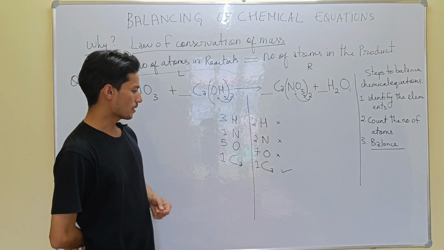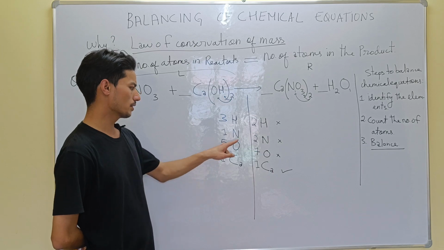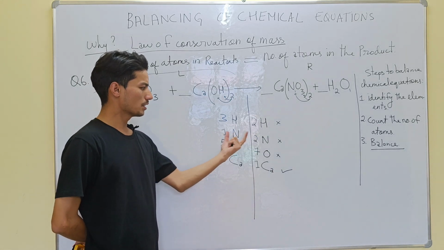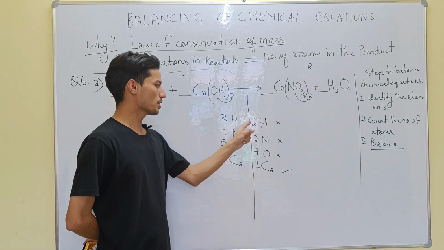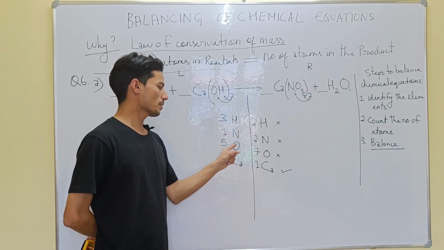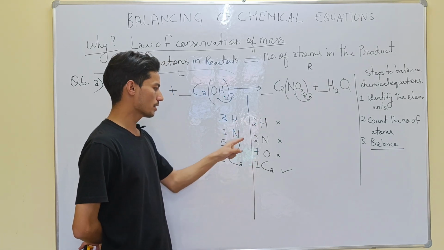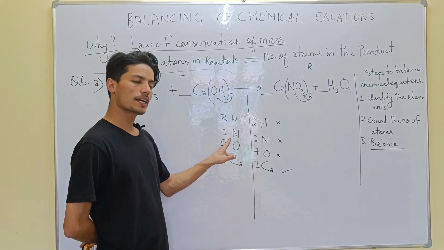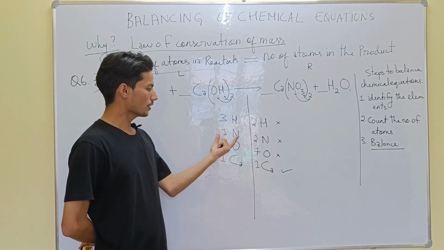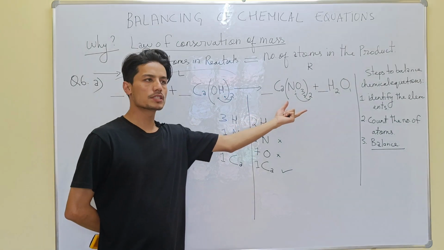So with whom should I start? So I will start with nitrogen, because the sum will be small. 2 plus 1, 3. This is 3 plus 2, 5. This is 7 plus 5. The number is more, isn't it? So let us start with nitrogen. Okay, so 2 nitrogen here, 1 nitrogen here. Okay, 1 nitrogen this side, already 2 that side.